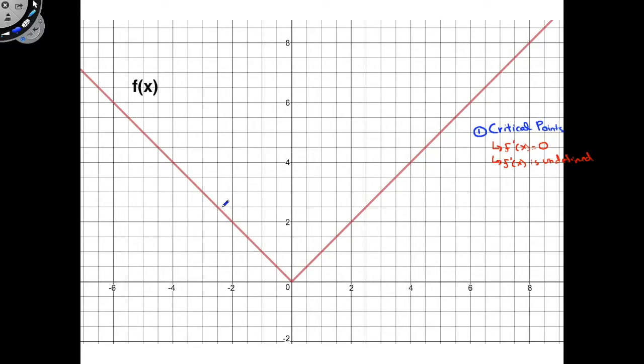An absolute value function is basically two lines. We have one line this way, one line that way, and so this is the only candidate we have for a critical point. And if you remember, I'm not sure if I talked about this before, but derivatives are undefined at cusps.